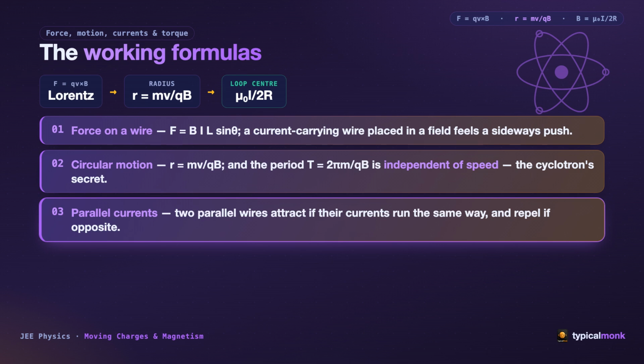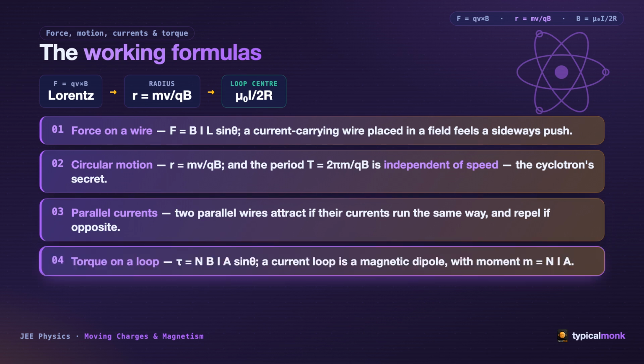Parallel currents. 2 parallel wires attract each other if their currents run the same way and repel if the currents are opposite. Torque on a loop. Torque equals NBI sine theta, and a current loop behaves as a magnetic dipole with a moment m equals NIA.